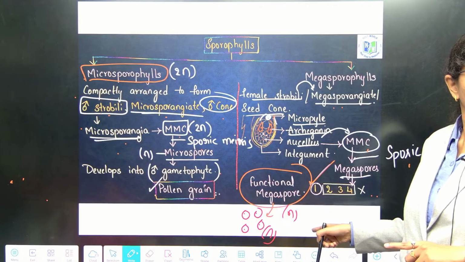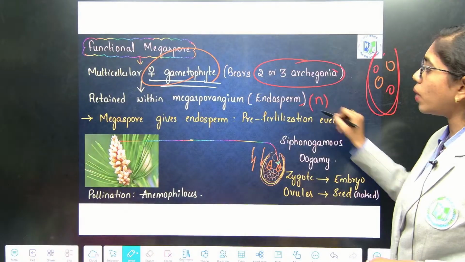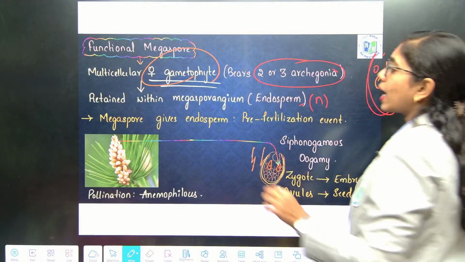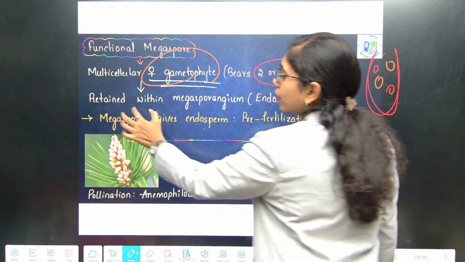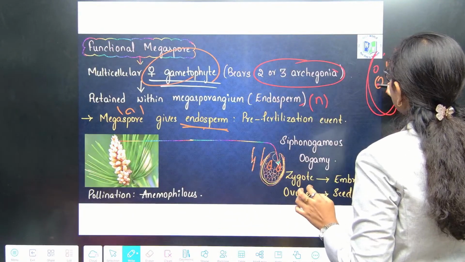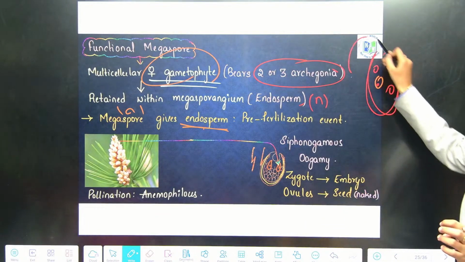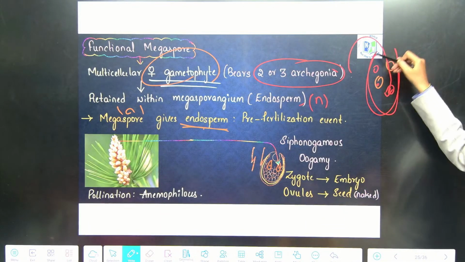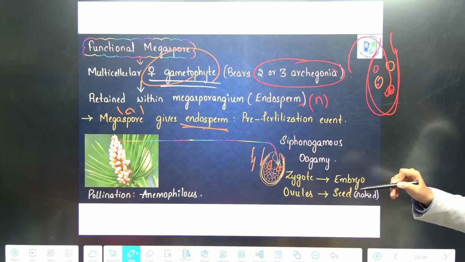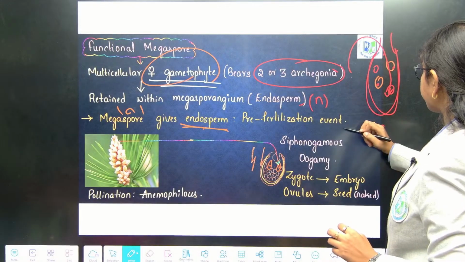Endosperm is forming prior to the fertilization, whose ploidy is what? Haploid. So the functional megaspore gives rise to what? Endosperm. And inside the archegonial cells, what is present? The egg cell is present, and the pollen grain reaches the egg cell. This phenomenon of fertilization is known as siphonogamous oogamy.